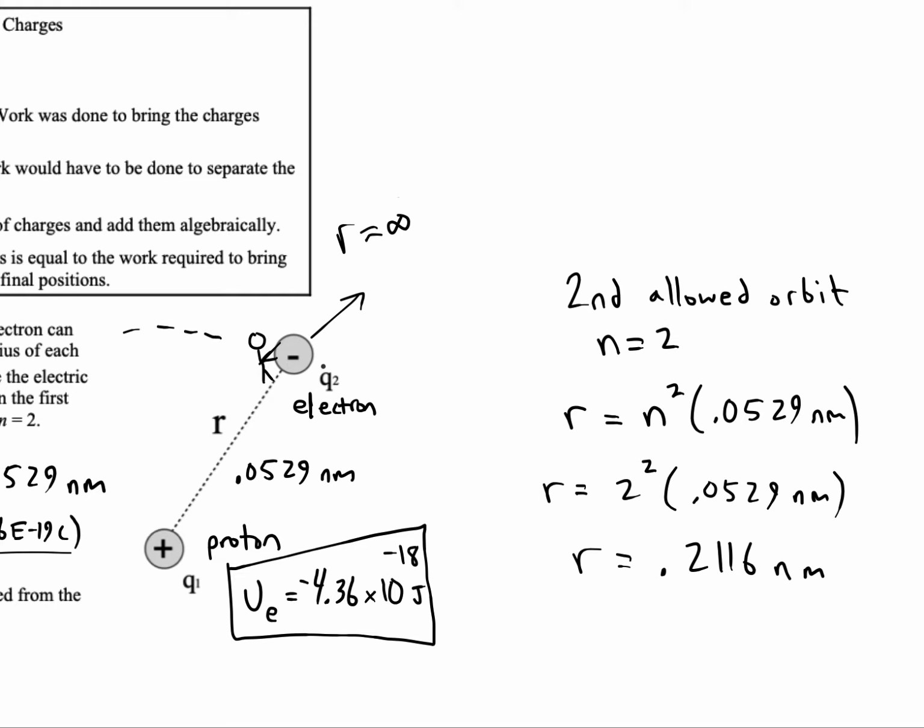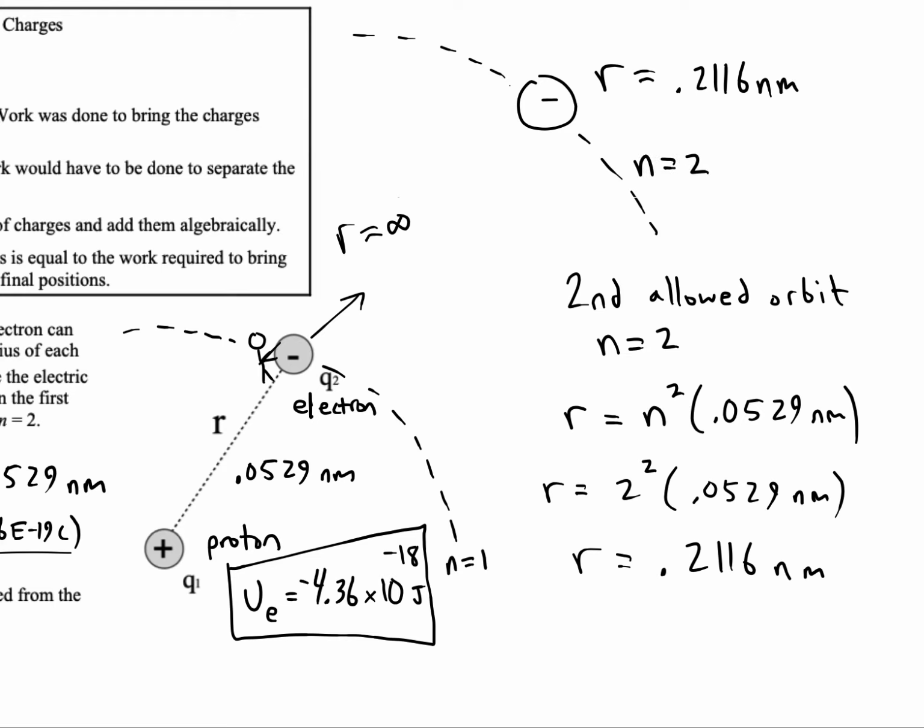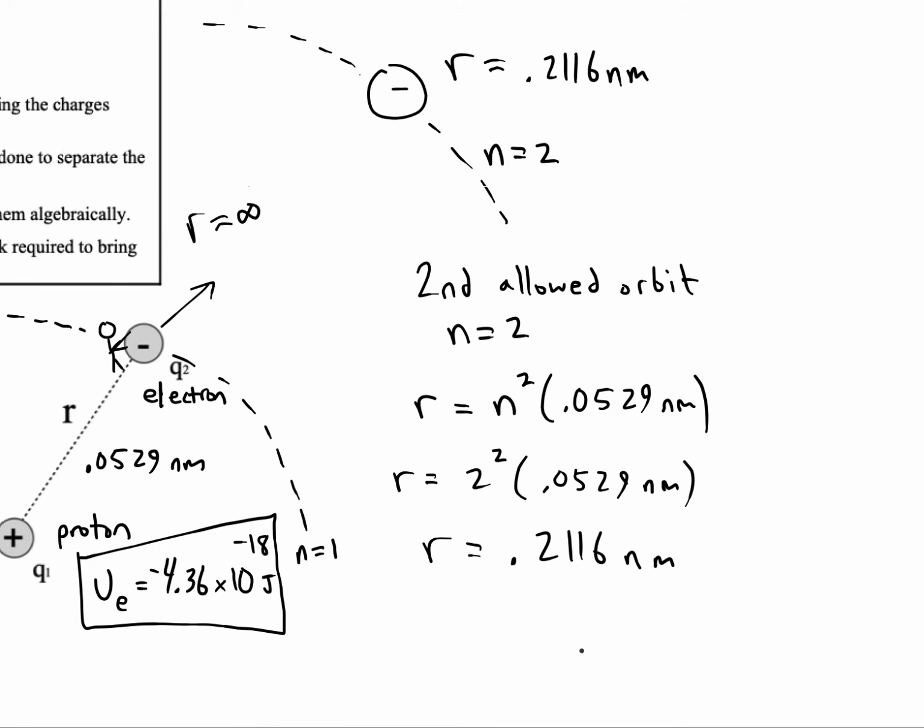So whereas we started off here at an n of 1, now we're going to have our electron way out here at an r of 0.2116 nanometers, and this is n equals 2. It could be thought of as an electron which jumped from the first orbit to the second orbit, and it requires energy to do that. Let's do the calculation.